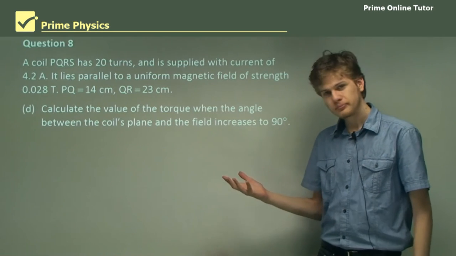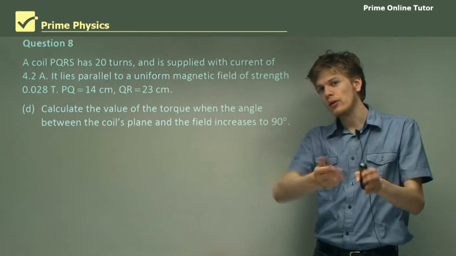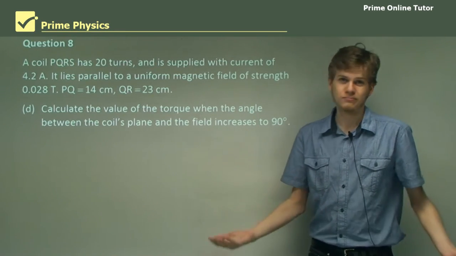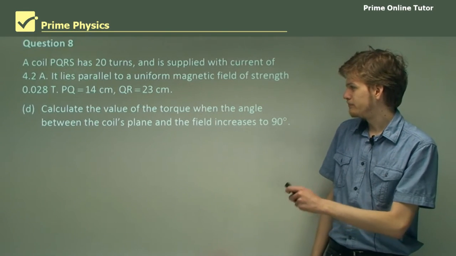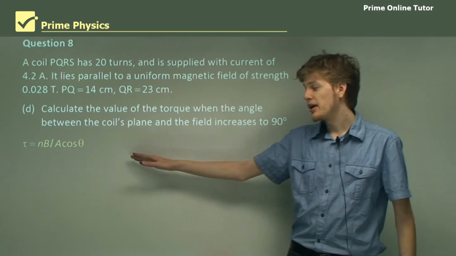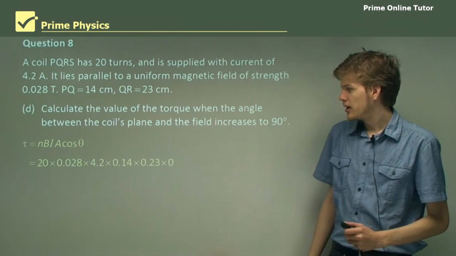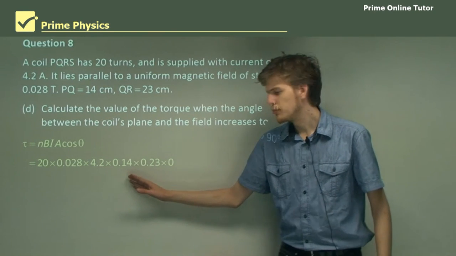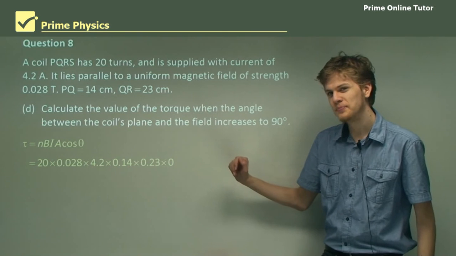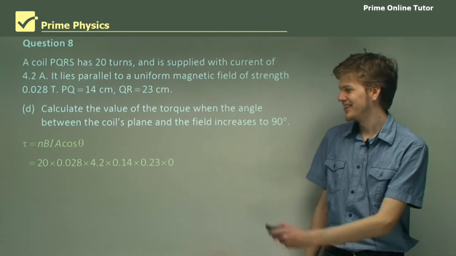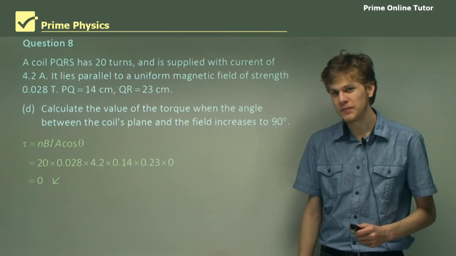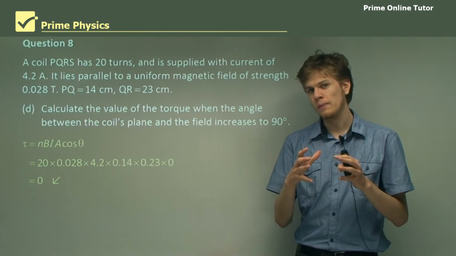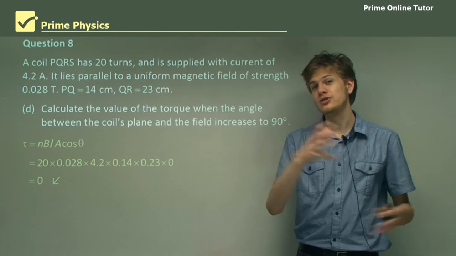In terms of angles, we can say that the angle between the coil and the field is 90 degrees. And what's the cosine of 90 degrees? Well, it's 0. So, torque equals NBIA cosine theta equals 20 turns times 0.028 Tesla times 4.2 amps times 14 by 23 centimeters times 0. And what will that give us an answer of? Well, it will be 0, of course. So once we're at the vertical position, there is no torque on the coil. There is no turning moment that is trying to make it turn.